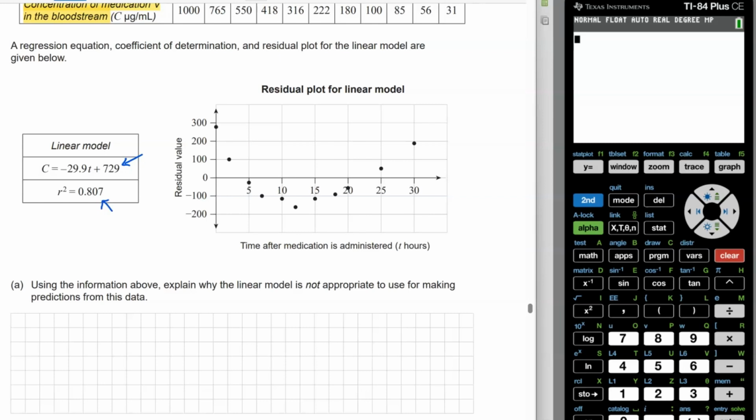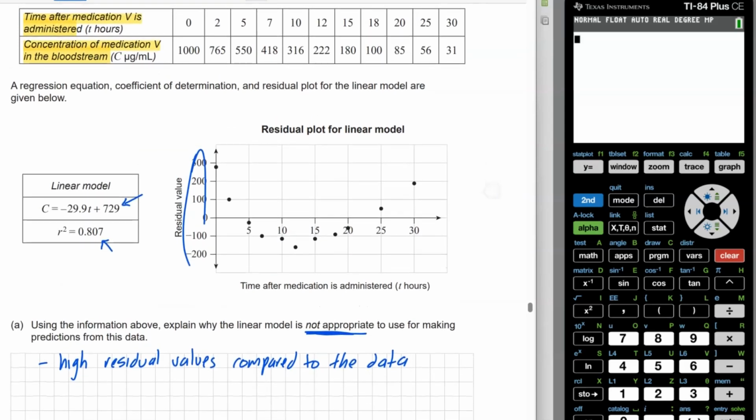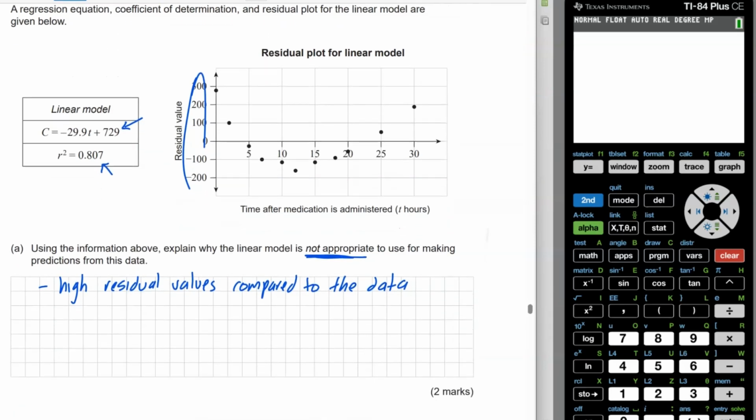It says, using the information above, explain why the linear model is not appropriate for making predictions on this data. So the first thing I'm looking at is these numbers here, and they're quite large. So I'm going to say high residual values compared to the data. You can see the data is in the 300s, 31s, etc. But then we've got these massive residual values as well.